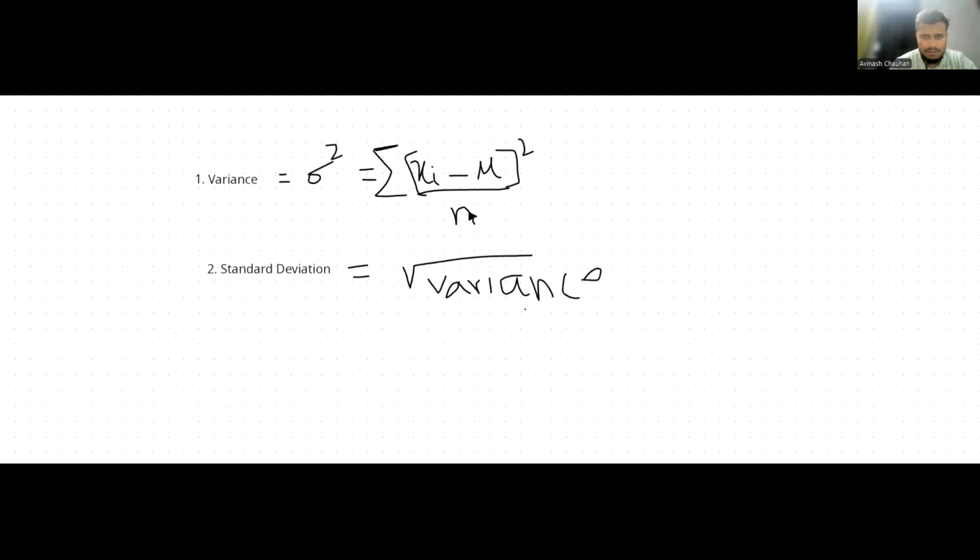Under root of variance. And again, what is variance? Variance was sigma square. So under root of sigma square, which is eventually sigma. So this is basically known as standard deviation. And the third, which is known as a range.